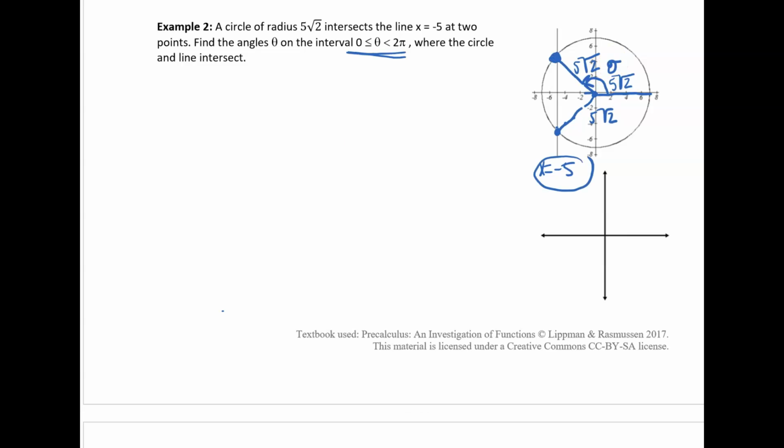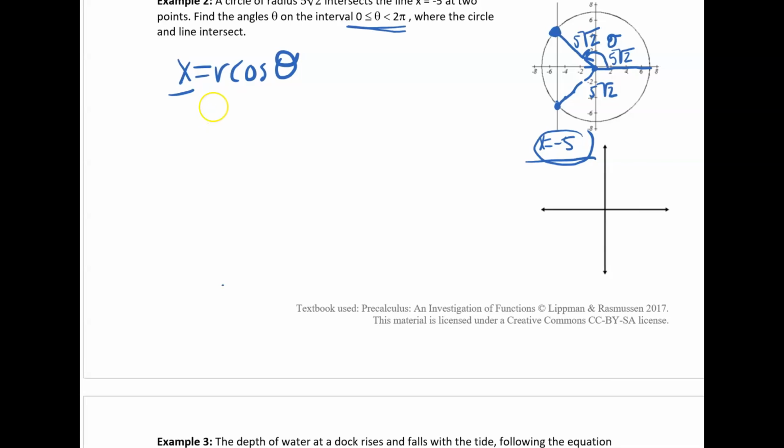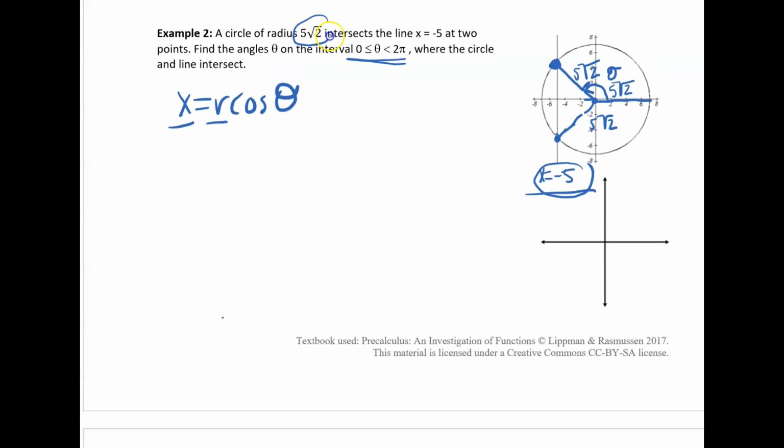So think about what you know. We know that this x value is -5. And so if you remember, we had a formula for x that was r cosine of theta. And I like that one because I know my x value, it was given. I know my radius, it was given. And so this gives me a way to solve for theta. And so this would be x is -5 equal to my radius, 5 square roots of 2, cosine theta. Divide both sides by 5 square roots of 2.